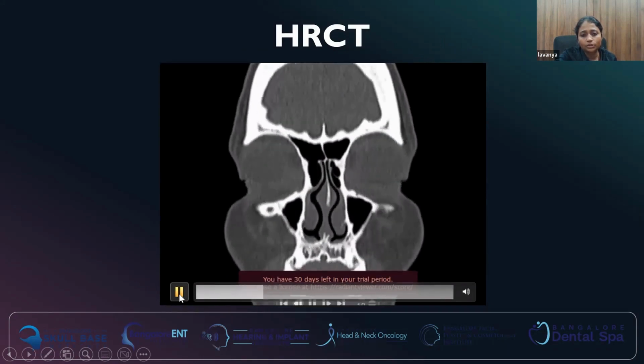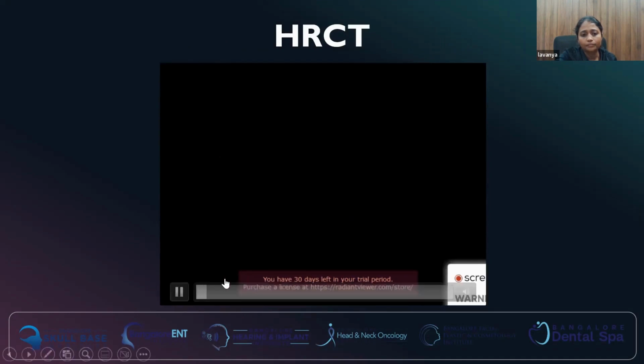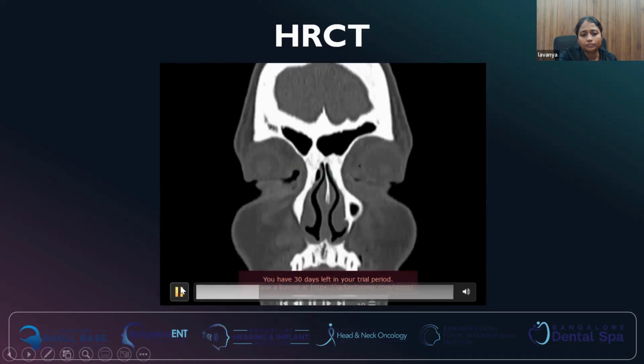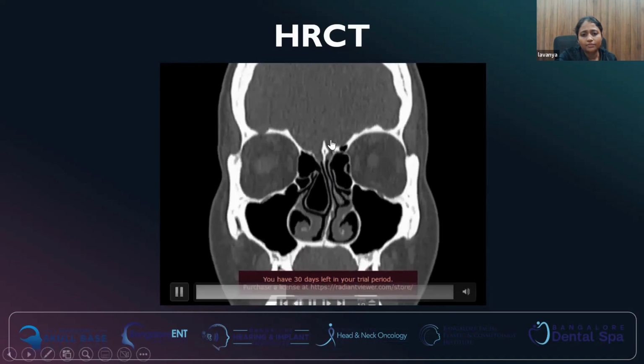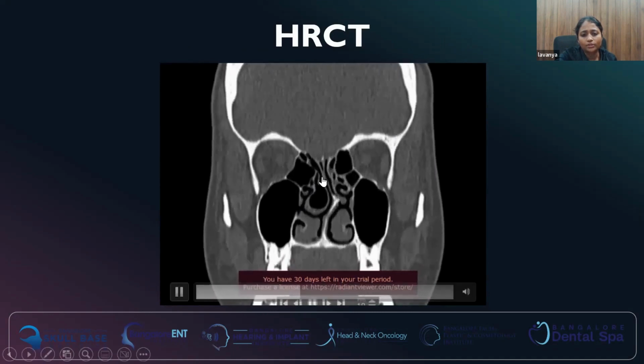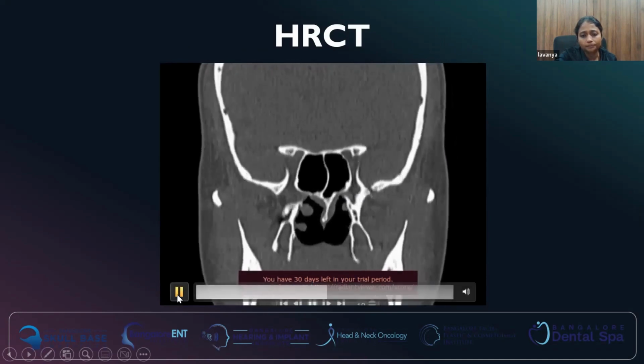So this is the coronal section of the HRCT. So as you can see, there's a defect on the right side here. It's a meningocele, suspected meningocele.